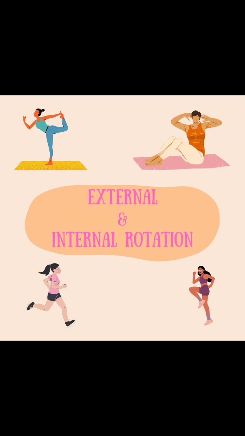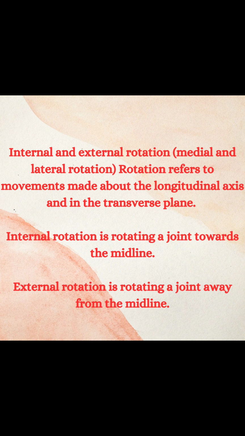So the last anatomical movement that I'm going to perform is the external and internal rotation. Internal and external rotation refer to the movement made about the longitudinal axis and in the transverse plane. Internal rotation is rotating a joint towards the midline, while external rotation is rotating a joint away from the midline. So this is the way that I'm going to perform the external rotation and internal rotation.